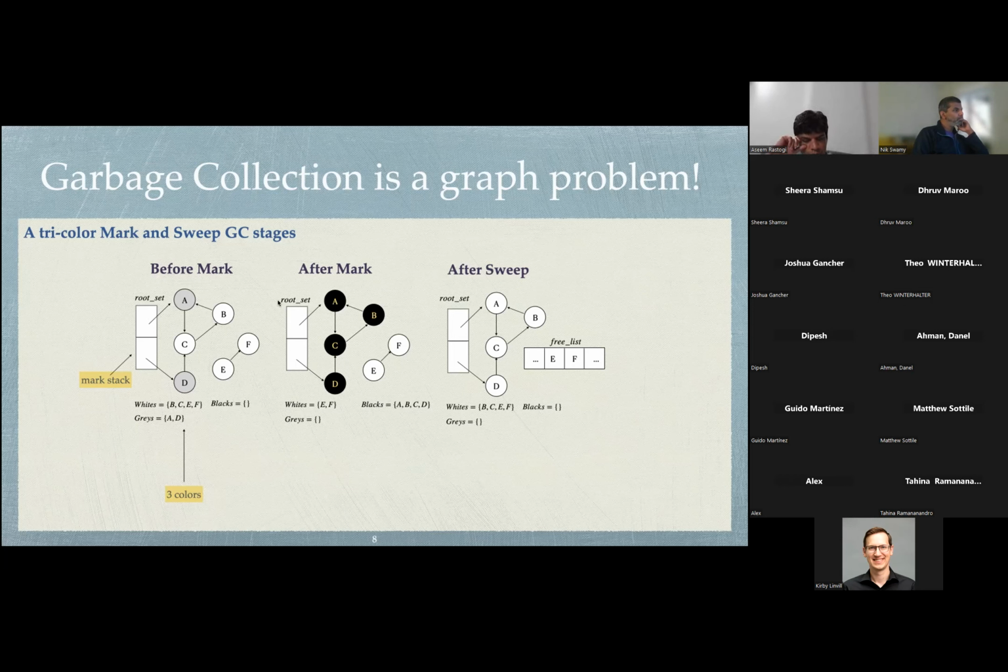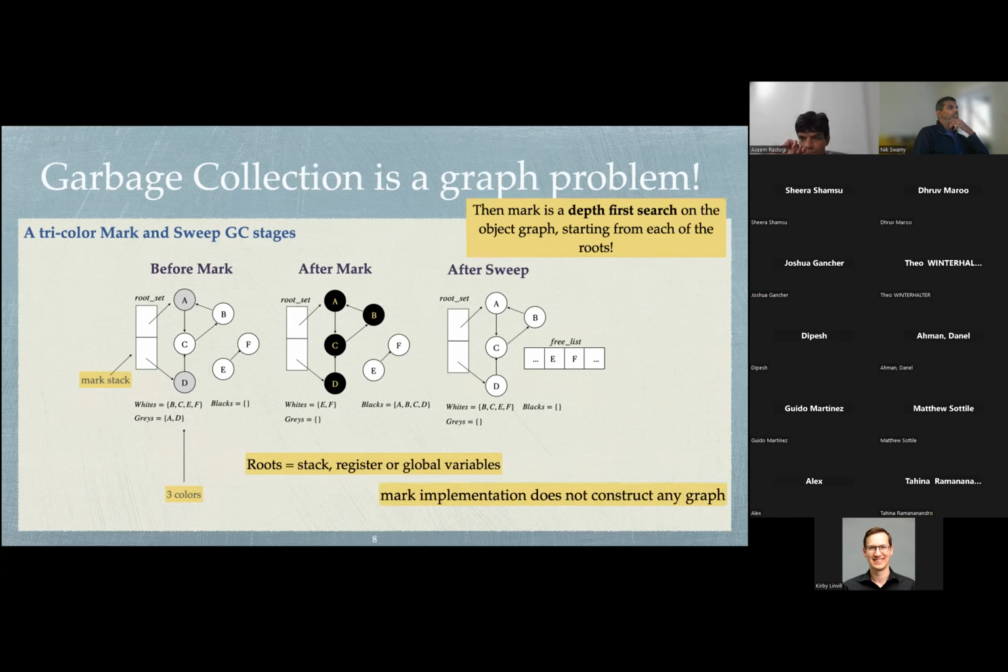After the mark, we can see that all the objects reachable from the root sets are black. After sweep, what happens is that sweep traverses from the lowest position of the heap to the highest position, and during its traversal it checks the color of each object. If it is black, it turns it to white. If it is white, it turns it to a color called blue and adds it to a free list. E and F are unreachable from the root, that's why they are added to the free list.